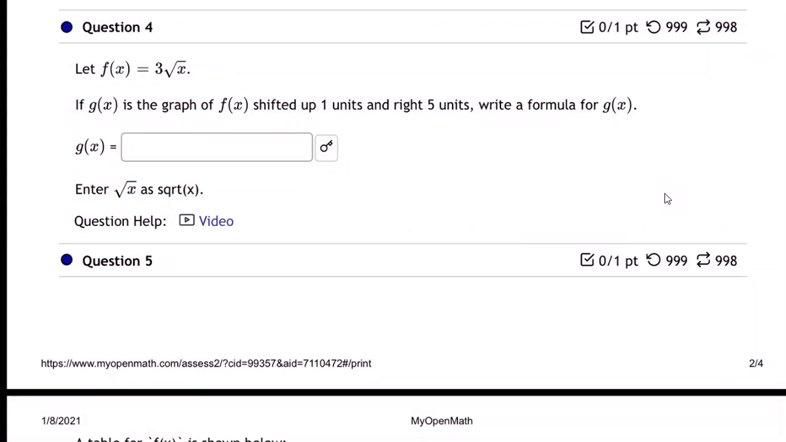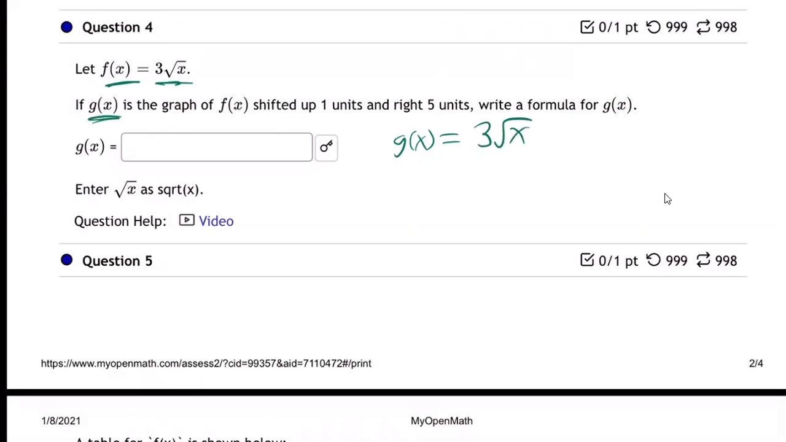Okay, so on this one, they're saying this is f of x. And now we want to shift up 1 unit and right 5 units. Up 1, right 5. So how do we do that? How do we take g of x? So f of x is the original graph. G of x will be the new one, the changed one.